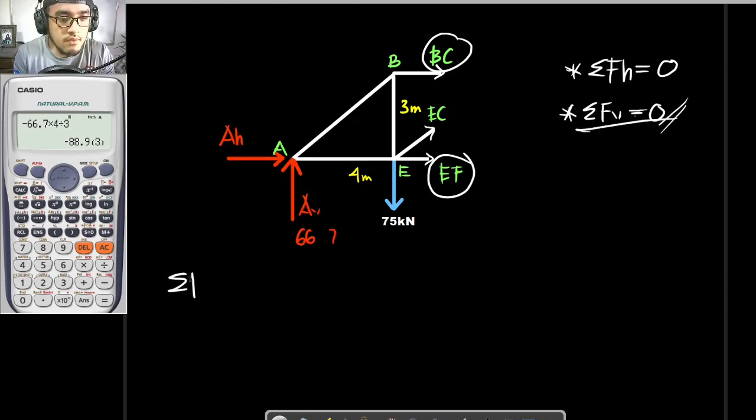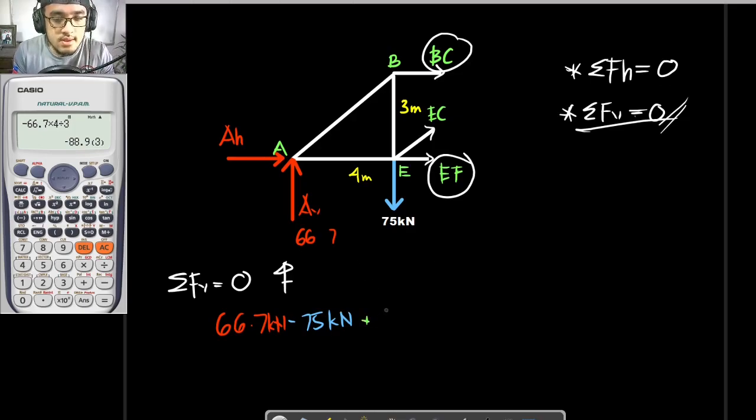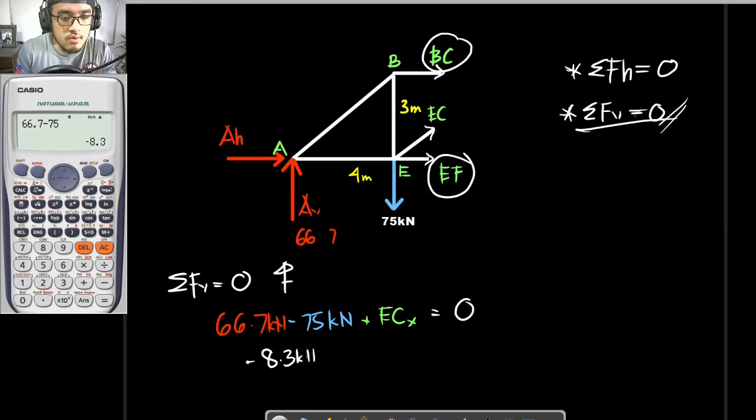So by that, summation of forces vertical is equal to 0. Let's say upwards is to be positive. So that is to be 66.7 kilonewtons minus 75 kilonewtons plus ECX. So that should be equal to 0. Okay, so 66.7 minus 75, that would be equal to negative 8.3. So negative 8.3 kilonewtons plus, so what would be the x component of EC?